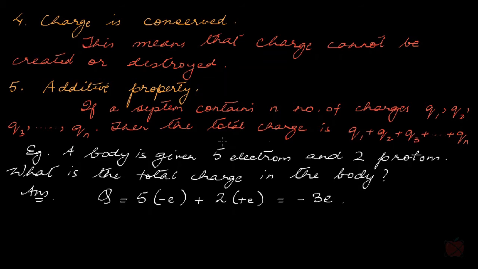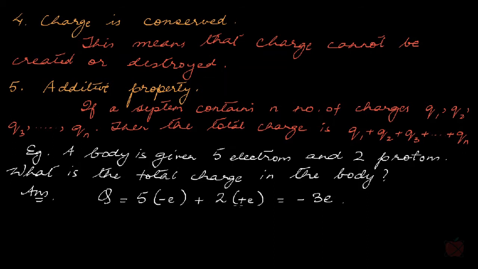For example, let's say a body is given 5 electrons and 2 protons. You have a neutral body, and to that neutral body you are giving 5 electrons and 2 protons. Electrons are negative charge, protons are positive charge. What is the total charge in the body? The total charge in the body Q is 5 of -e. What is -e? -e here is the charge of the electron. How many electrons are you giving? 5 electrons. Plus 2 of +e. +e here is the charge of the proton.